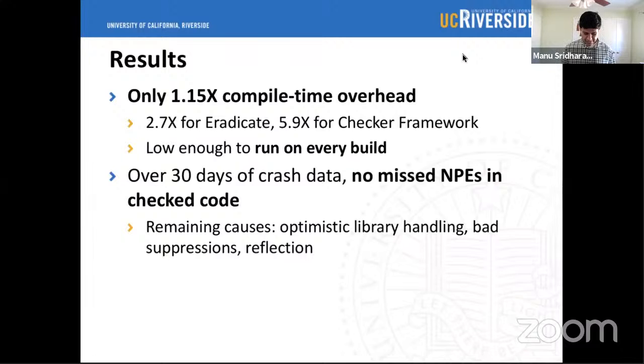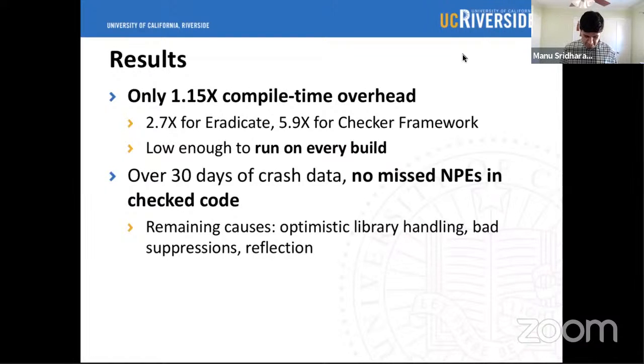So the remaining causes of the actual exceptions were optimistic handling of libraries or bad suppressions. So NullAway has a way for a developer to just suppress a warning and say, please just ignore this. And sometimes those suppressions were wrong and leading to crashes. And finally, there was some complex reflective code that NullAway did not handle.